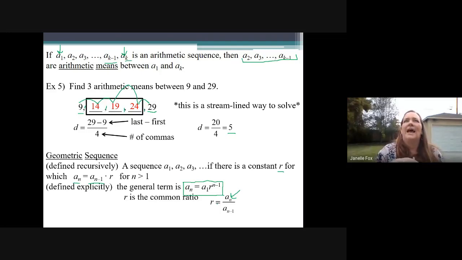Like if you end up having a sequence where you're dividing by 2 all the time, you're actually not going to write divide by 2. You're going to write times 1/2. So you just have to be careful: is it getting smaller or is it getting bigger? If it's getting smaller, probably there's going to be a fraction that's less than 1. If it's getting bigger, the number is going to be larger than 1.